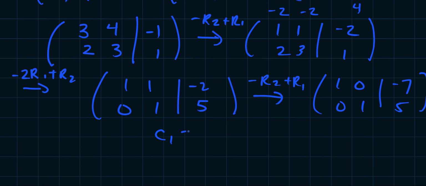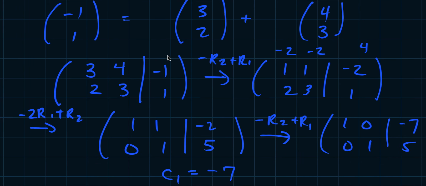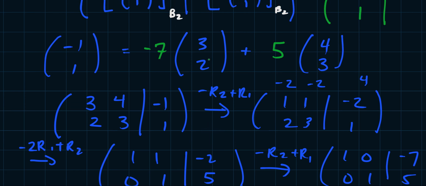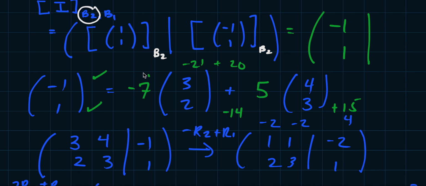So you can see that C1 is negative 7 and C2 is 5. Let's plug those in. I always like to double check because sometimes when I put my matrices in reduced row echelon form, especially when I'm dealing with negatives, I'll make a mistake. Okay. Negative 7 times 3 is negative 21, and this will be plus 20, so I get a negative 1. Good. And then for the bottom, I get a negative 14 plus a 15, which would give me 1. Great. So that tells me that what goes here is negative 7, 5.